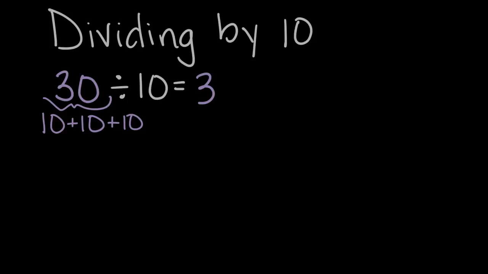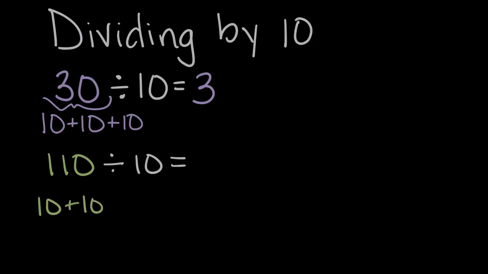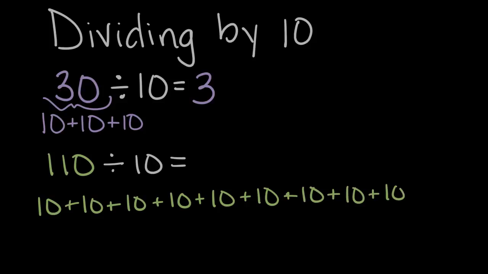Let's try another one. Maybe something slightly trickier. Maybe let's go with 110 divided by 10. And again, we're taking 110 and dividing it into groups of 10. So let's see how many groups of 10 it takes to get to 110. There's 10, plus another is 20, 30, 40, 50. Another 10 gets us to 60, 70, 80. We're getting closer. 90, 100, and 110. So this right here is how many groups of 10 it takes us to get to 110.